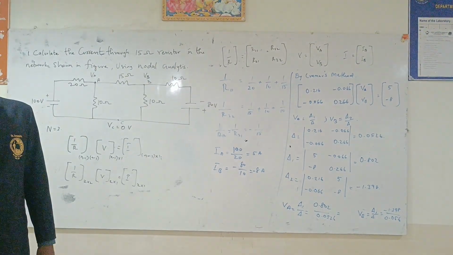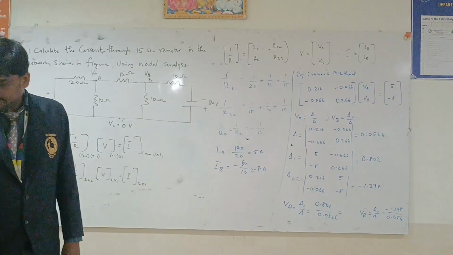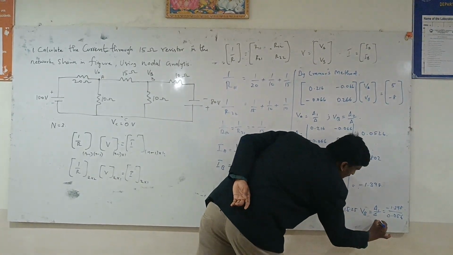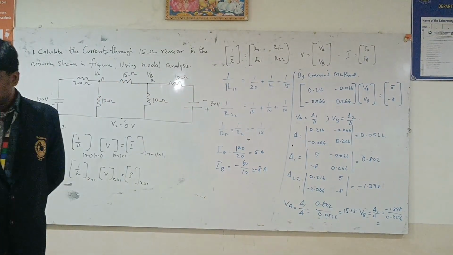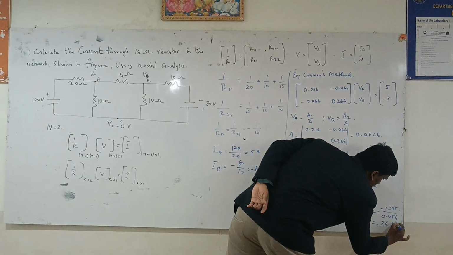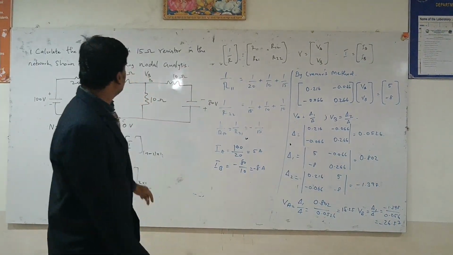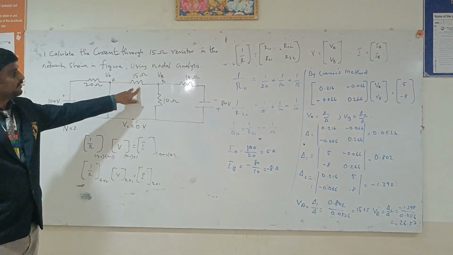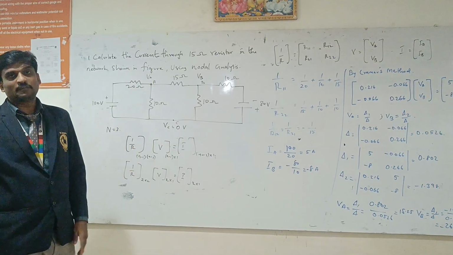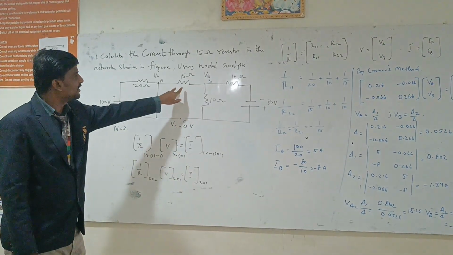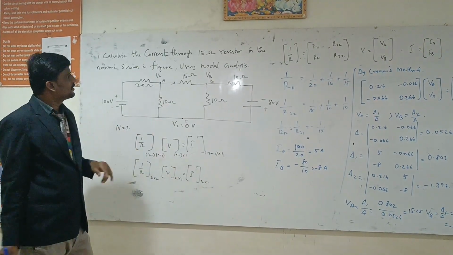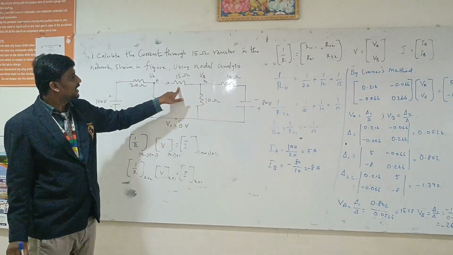So we can solve these two values. We get V1 as 15.25. The value for V2 we are getting is minus 26.57. Here we are asked to find the current across the 15 ohm resistor. We can find the current across the 15 ohm resistor by using the current entering direction. So it is VA minus VB divided by 15.